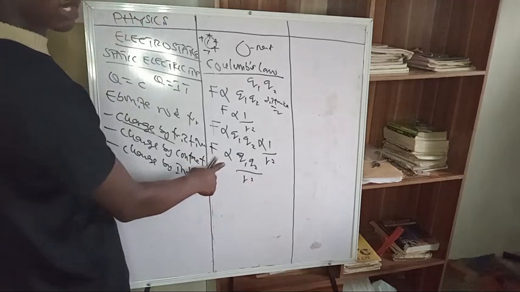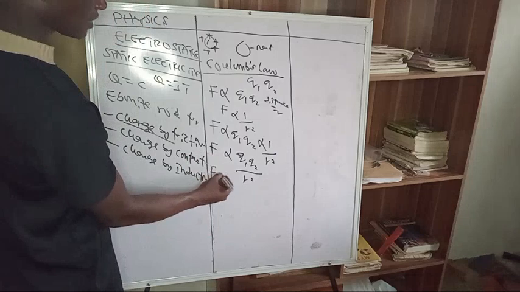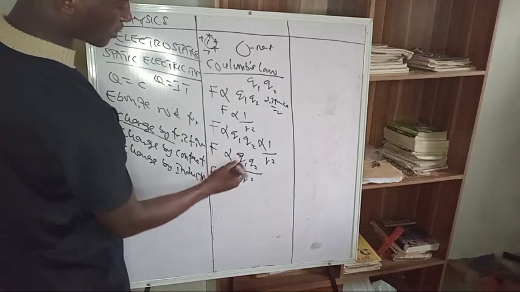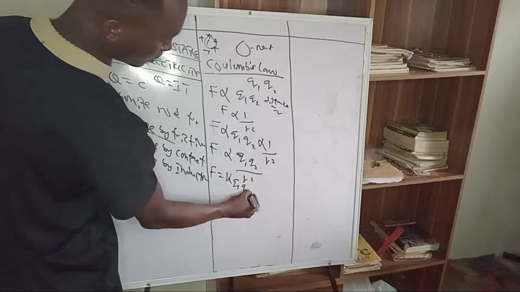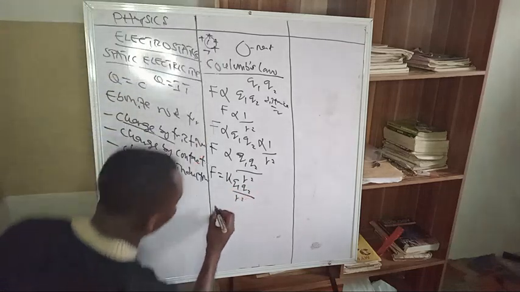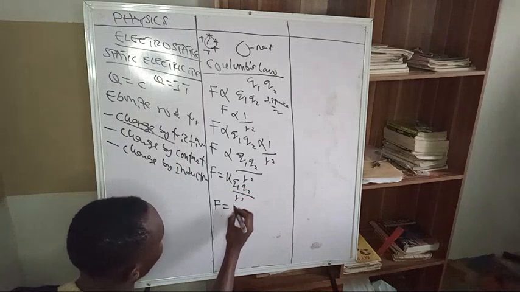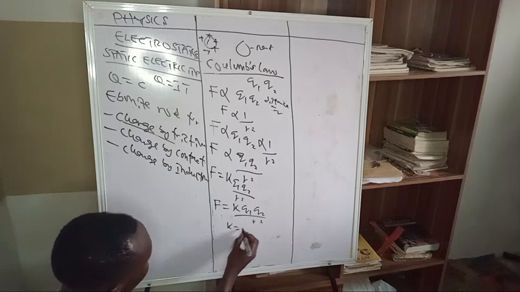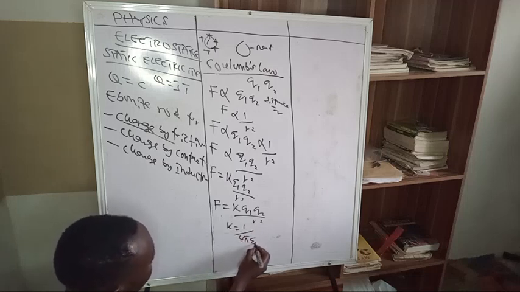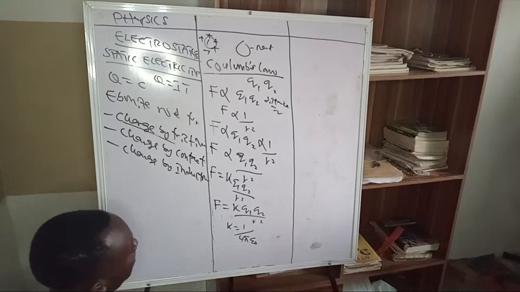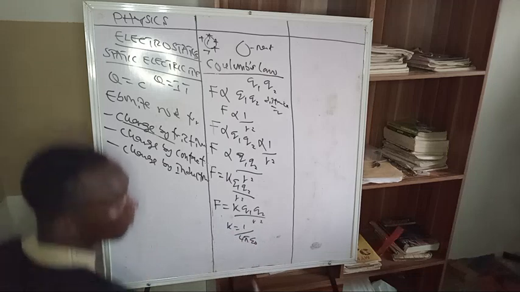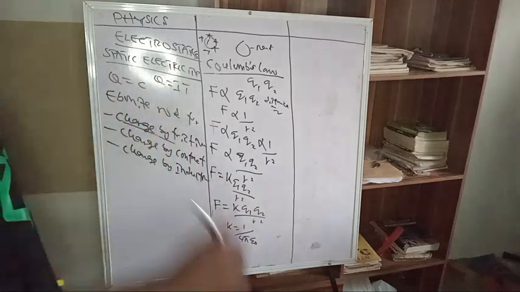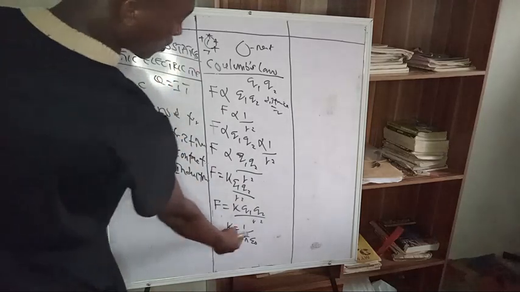So I will introduce a constant. So we have F is equal to, if I bring the constant because of this relationship, K Q1, Q2 over r squared. So at the end, I have my force of attraction or repulsion to be K Q1, Q2 over what? R squared. But my K is equal to 1 over 4 pi permittivity, 1 over 4 pi E naught. This E naught is what we call permittivity of free space. I've done one of those things before in the past, you can watch the video. K is equal to 1 over 4 pi E naught.